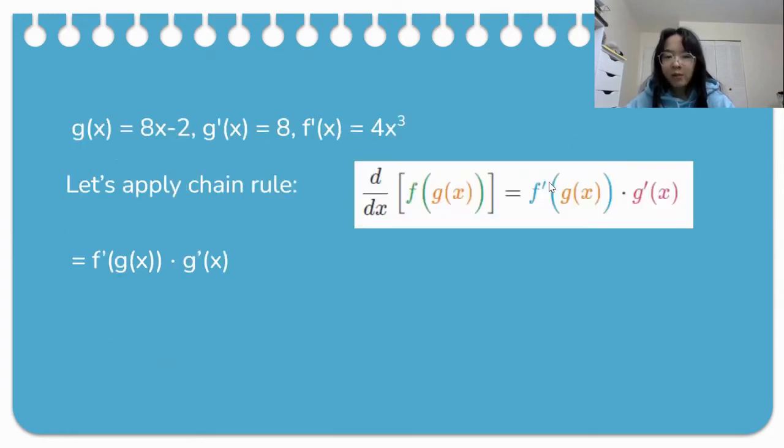So now that we have our functions, let's apply chain rule. After plugging the functions into chain rule, we have 4 times 8x minus 2 to the third times 8. And 4 times 8 is 32. So we have a simplified final answer of 32 times 8x minus 2 to the third.